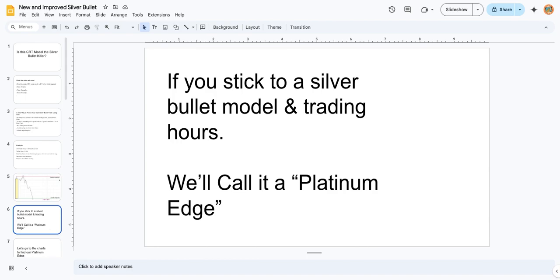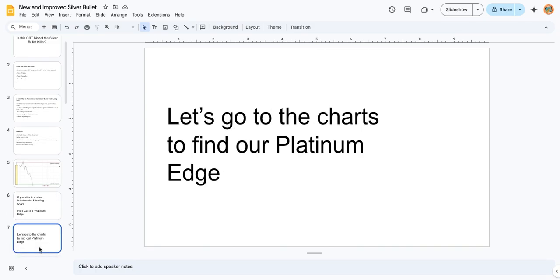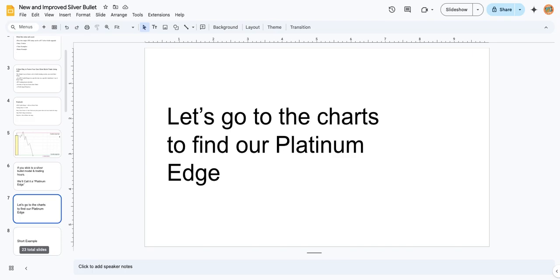So if you stick to a silver bullet model or in trading hours, you're going to be much more likely to be successful because you know what you're looking for day by day. So I'm not going to call it a silver bullet because I'm not trying to copy ICT or anything like that. So we'll just call this a platinum edge. The name doesn't matter, but let's go to the charts now and find our platinum edge.